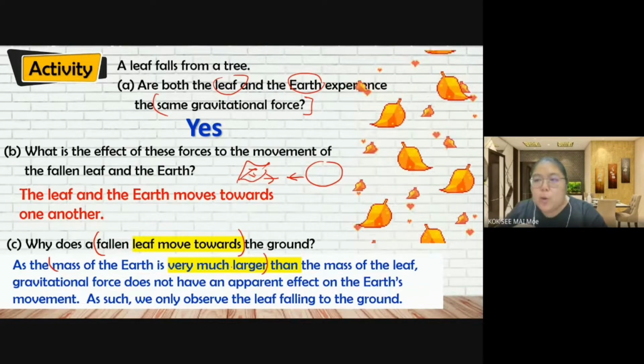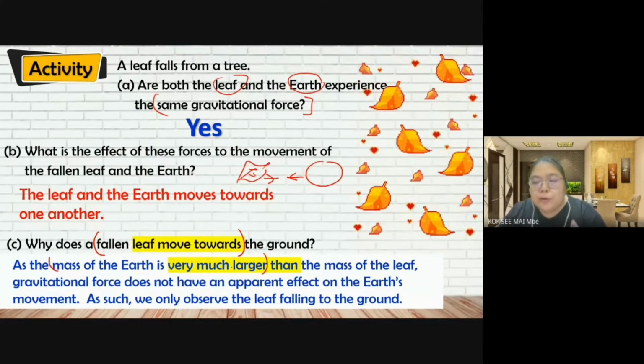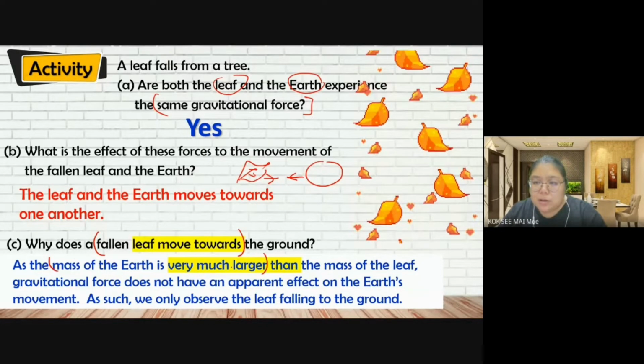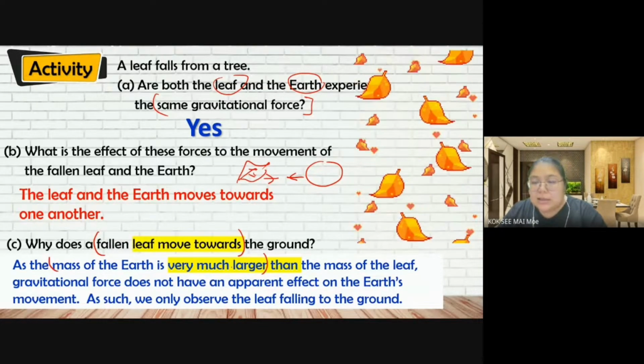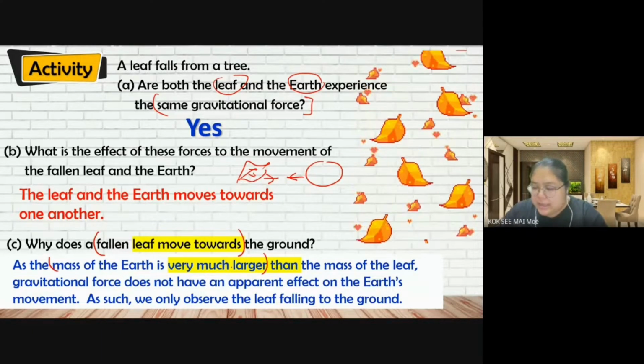If we're talking about this so much, we need to see what the formula related to gravitational force is. Just now we were talking about mass, and distance is also one of the things that affects it. Later we will see the distance.